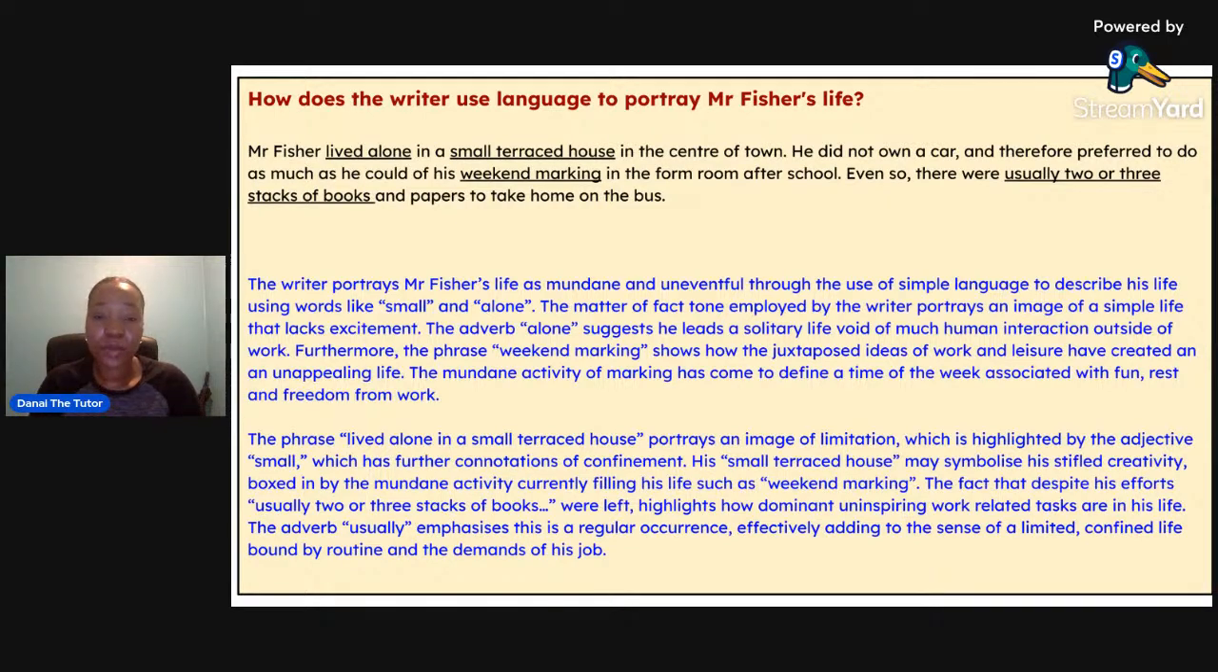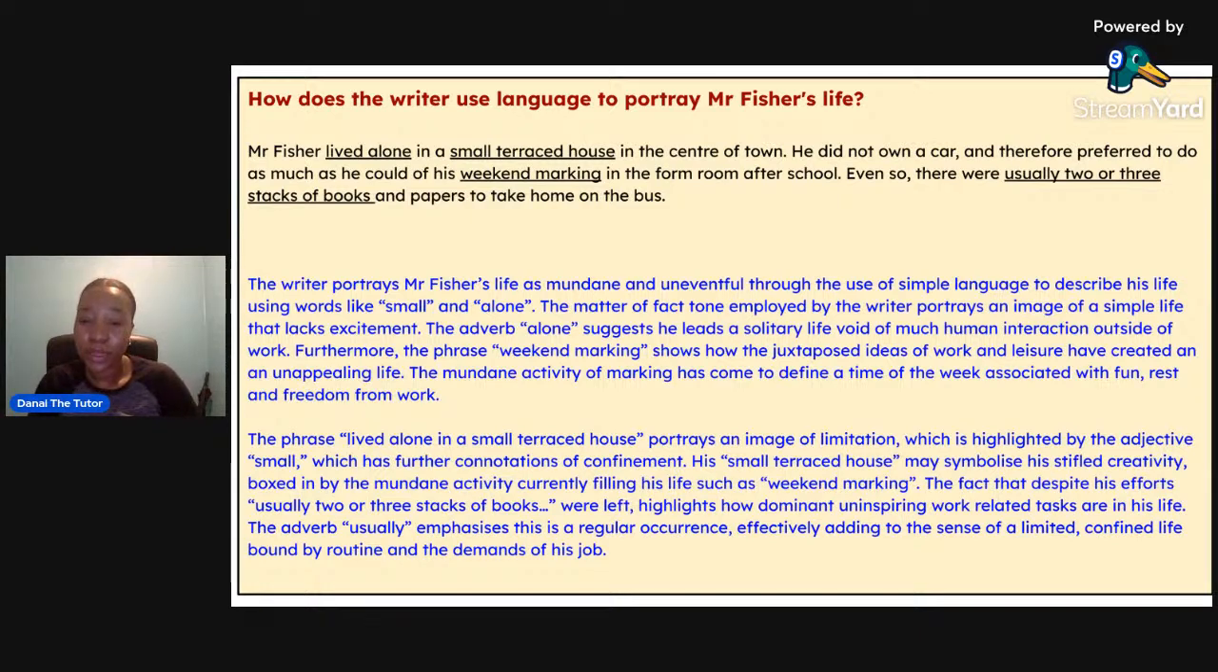His small terraced house may symbolize his stifled creativity, boxed in by the mundane activity currently filling his life, such as weekend marking. The fact that despite his efforts, usually 2 or 3 stacks of books were left highlights how dominant uninspiring work-related tasks are in his life. The adverb usually emphasizes this to the reader as a regular occurrence, effectively adding to the sense of a limited, confined life bound by routine and the demands of his job.